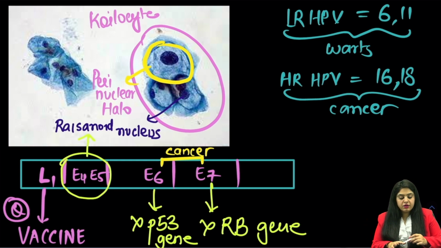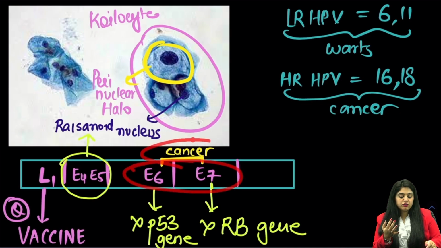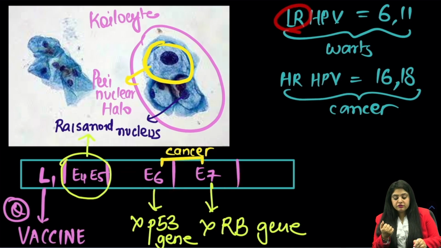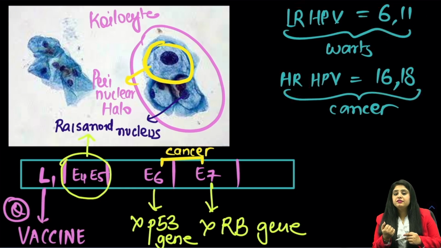So finally we come down to this. We have L1 which we use for the vaccine. E4 and E5 make a raisinoid nucleus and the coilocyte feature. E6 and E7 are responsible for cancers. Low risk ones are the small numbers, high risk ones are the big numbers. High risk ones are the ones which cause cancer. Cervical cancer pathogenesis, you all know this is very, very important, and I hope you are now sorted with this.